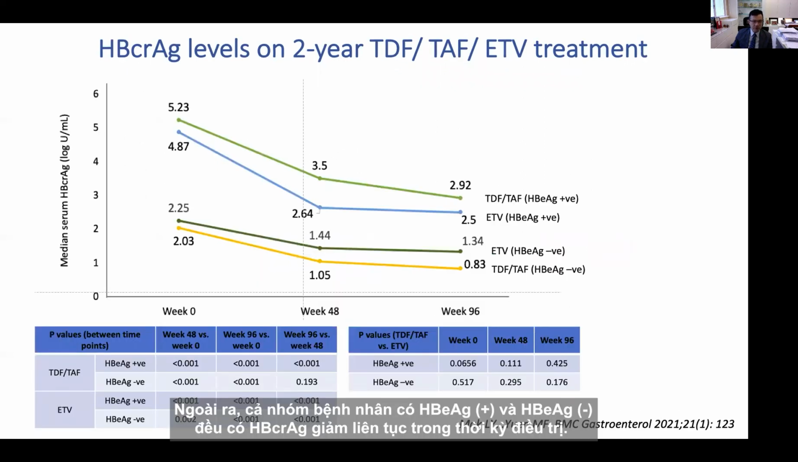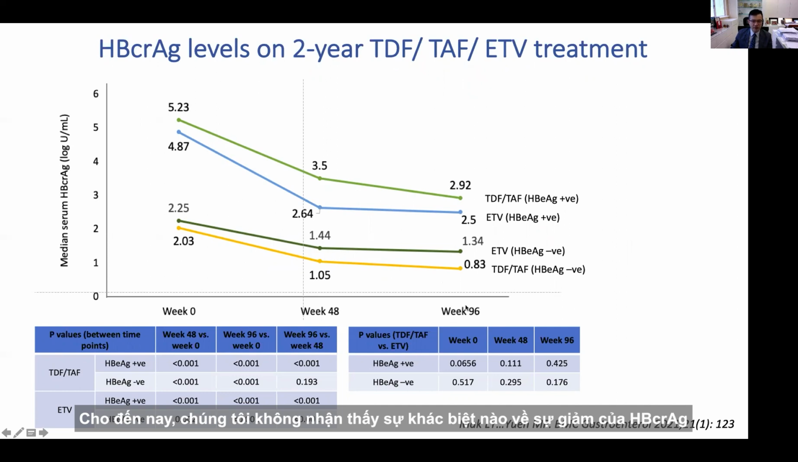In addition, both E-positive and E-negative patients had continuous core-related antigen reduction on medium-term therapy. So far, we did not observe any difference in terms of the core-related antigen reduction between entecavir-treated versus tenofovir-treated populations.